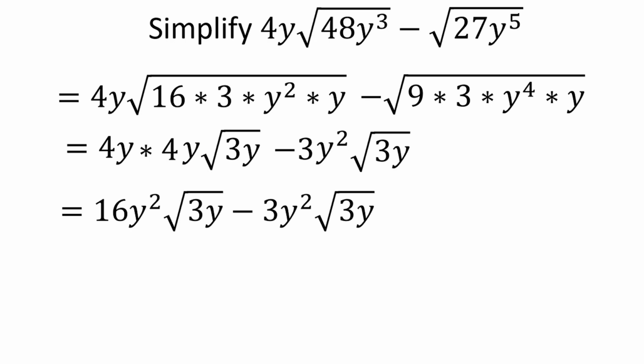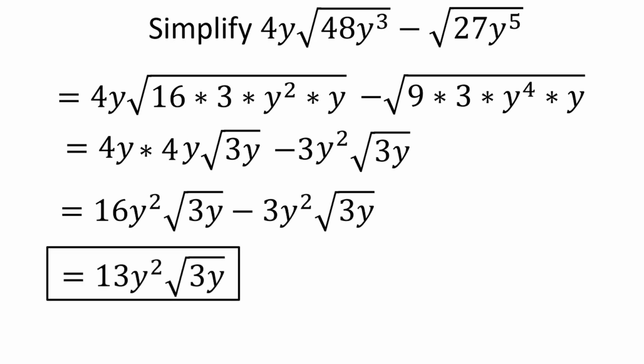Our two terms match both inside the square root and out. We have y to the second power outside each square root, and 3y on the inside. That means we can subtract our square roots to get 13y squared, square root of 3y, which is our final answer.